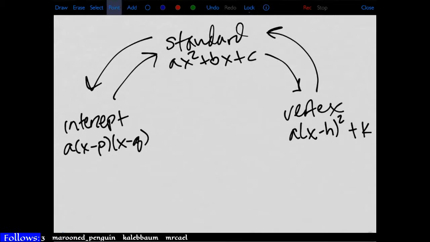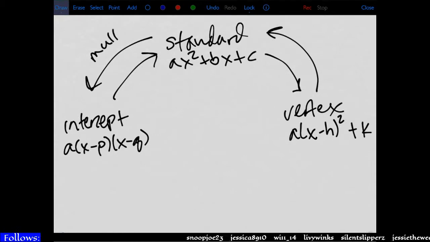So to go from intercept to standard or from vertex to standard is always just multiply everything out. Multiply, distribute, just get it as simplified as possible.